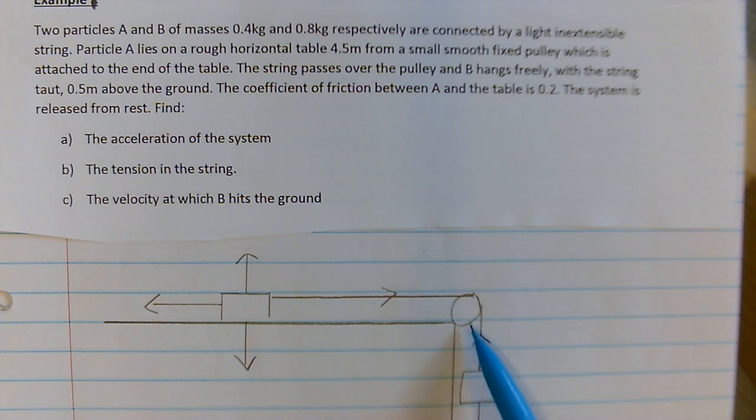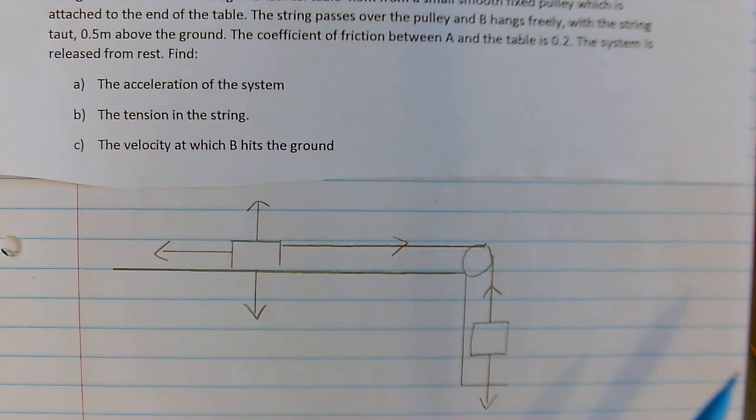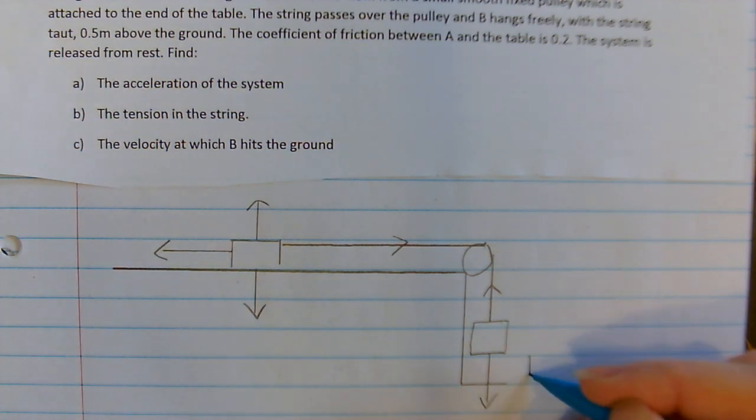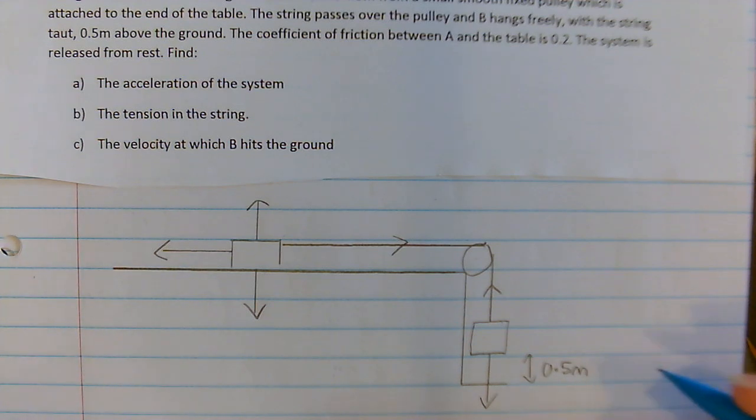which is attached to the end of the table. If the pulley wasn't smooth, this would affect the tension either side. Okay, but it is smooth. String passed through the pulley and B hangs freely with the string taut 0.5 meters above the ground. So this is 0.5 here. I'll put that on for you now actually. We don't need that yet, but you'll need that later in the question.